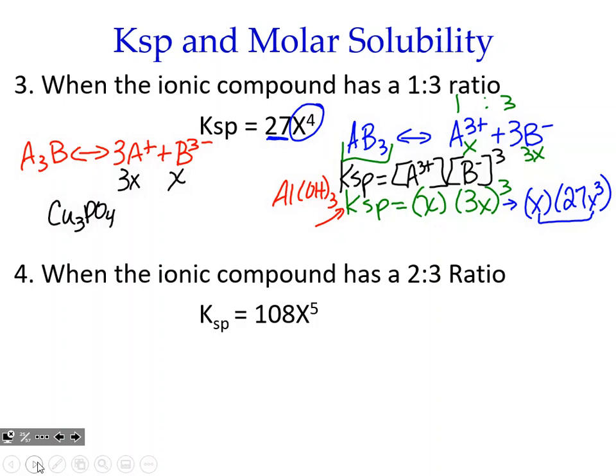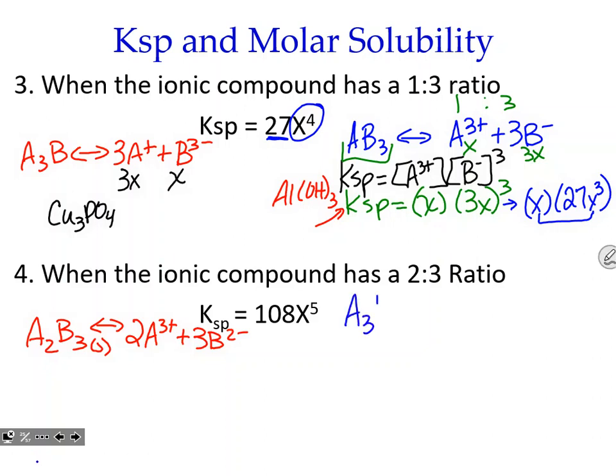All right, so our two possibilities here: we have the A2B3 solid. This one breaks apart into 2 of the A3 pluses and 3 of the B minus 2s. That's one scenario. Over on the other side, let's do the other one, which would be A3B2. So you get 3 of the A, and this is going to be 2 pluses, and this would be 2 of the B3 minuses.